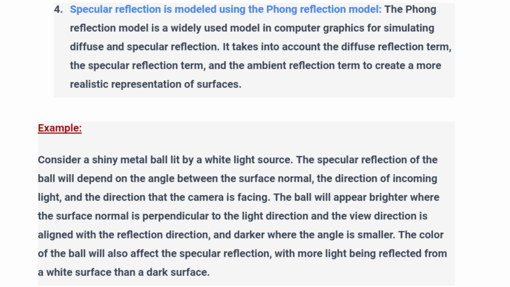The ball will appear brighter where the surface normal is perpendicular to the light direction and the view direction is aligned with the reflection direction, and darker where the angle is smaller. The color of the ball will also affect the specular reflection, with more light being reflected from a white surface than a dark surface.